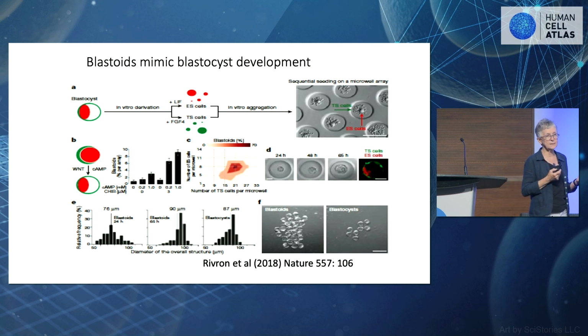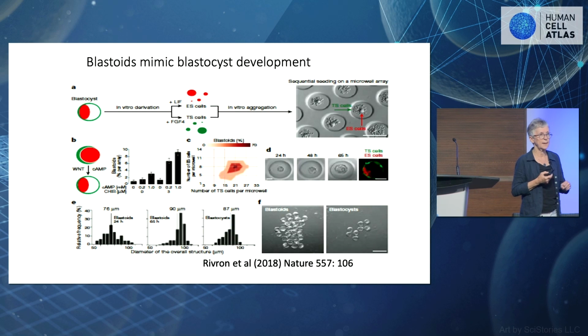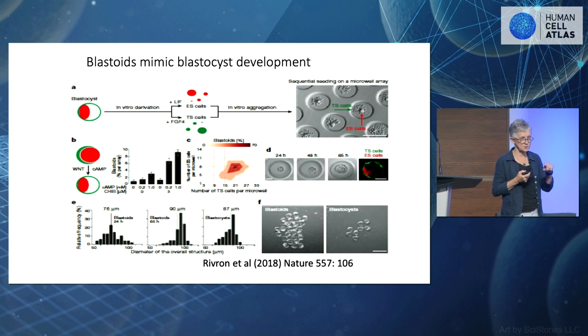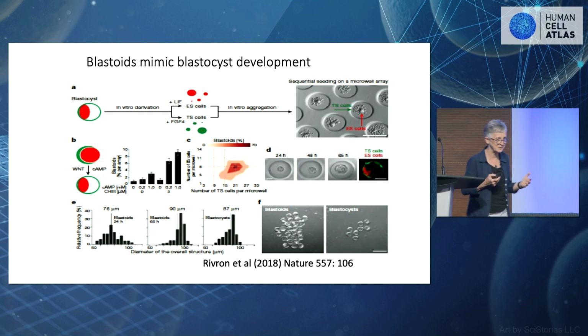What he did was take ES cells and make a little clump, put them in a small well, and sort of sprinkle trophoblast stem cells on top of them. I like it, they're our trophoblast stem cells. And when he did that, he was able to show that you could really generate structures that at first glance look very much like the ones on the right, which are real mouse blastocysts. And he could show that they had trophoblasts, they had the right markers.